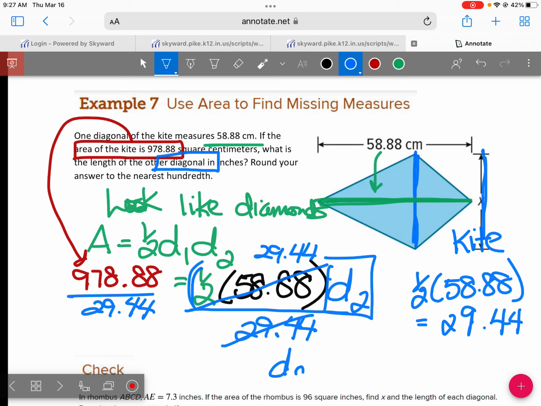So the length of diagonal 2 is, if you take 978 divided by 29.44, ugh, I can't hold two things at the same time. 29.44, what are you getting?